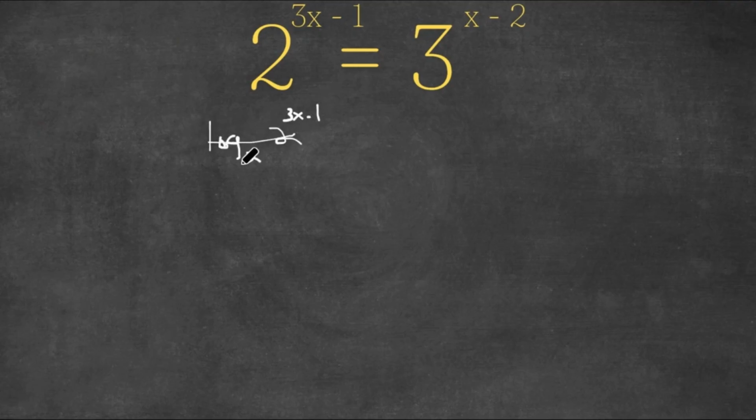So if these two cancel out, then all we're left with is 3x minus 1. And we've just simplified our equation by a lot. However, what we do to one side of the equation, we have to do to the other side. Meaning, we're going to have to take the log with subscript 2 of 3 to the power of x minus 2 as well.